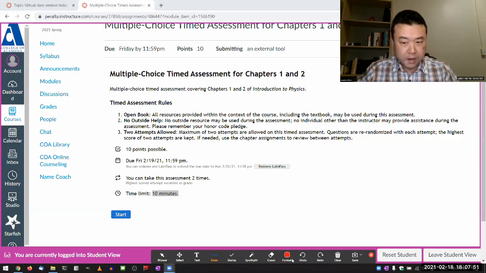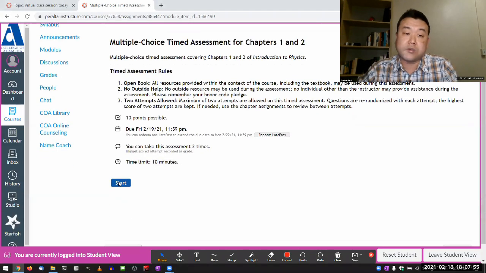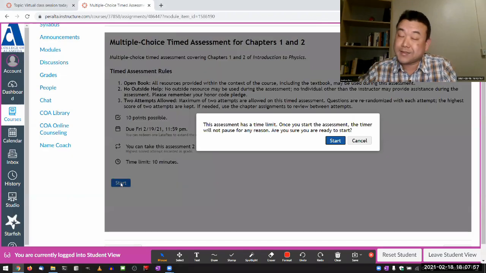Okay, so I'm gonna get started. So with this timed assessment, the system will warn you as you're trying to start, because there's a time limit. Once you click on start, then the time doesn't stop for any reason.